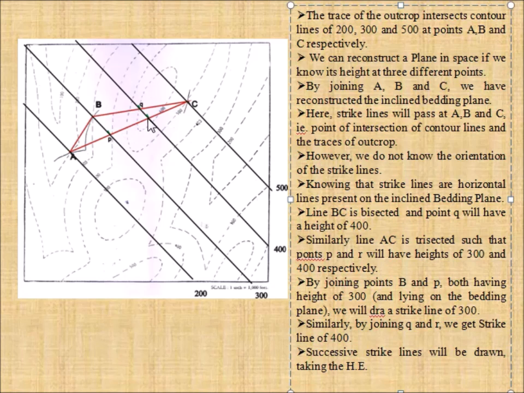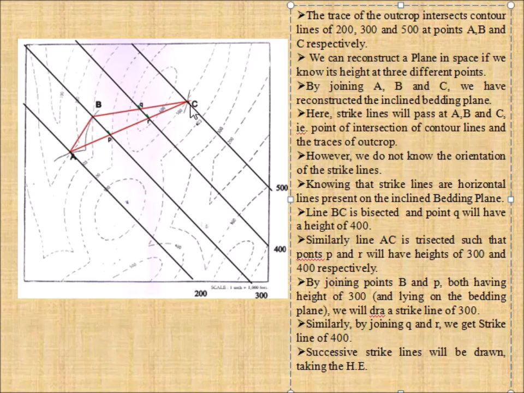Now we know that a strike line can be drawn on the bedding plane if we know the heights of 2 points, or any horizontal line in space can be drawn if we have 2 points having the same height. So point B has a height of 300, point P has a height of 300. If we join these 2 points, we'll reconstruct a strike line having numeric value of 300. Similarly, Q is at height of 400, R has a height of 400. We join them and draw a strike line of 400.